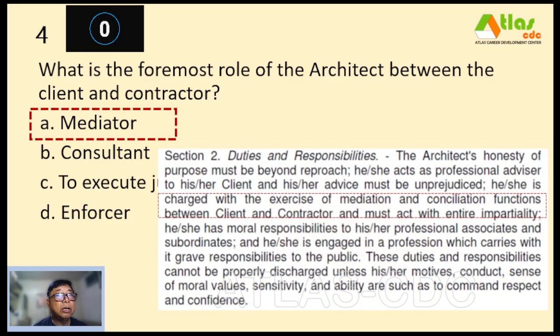So according to the Code of Ethics, the architect is charged with the exercise of mediation and conciliation functions between the client and the contractor and must act with entire impartiality.